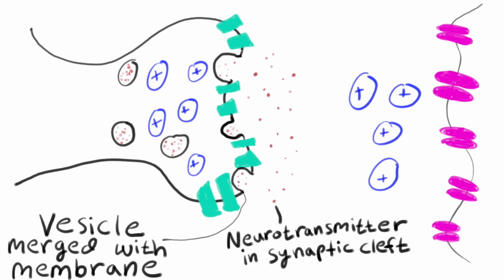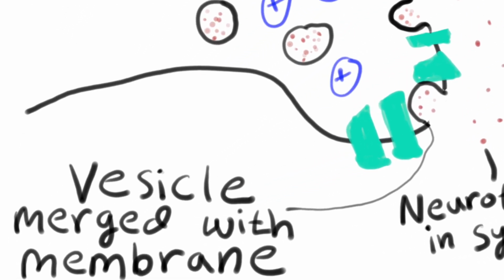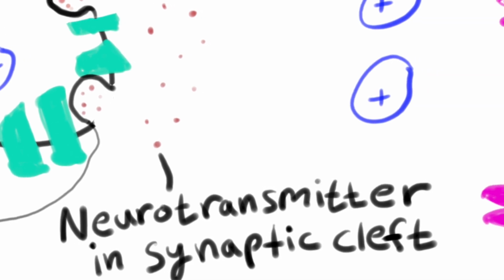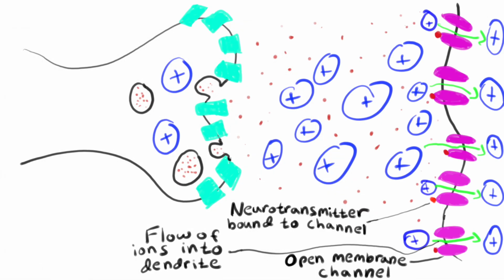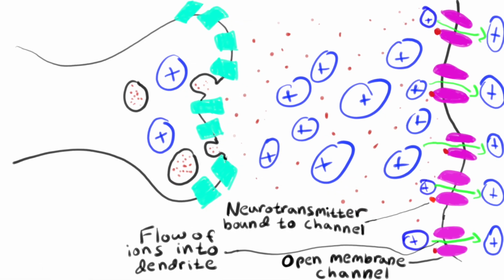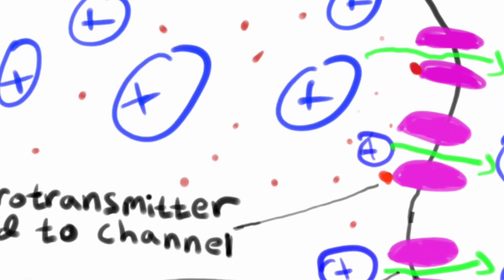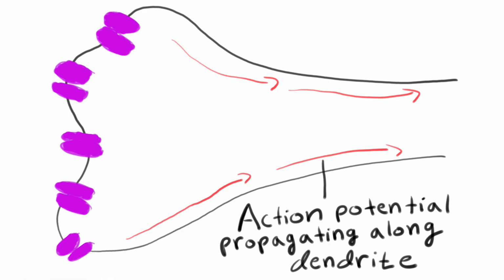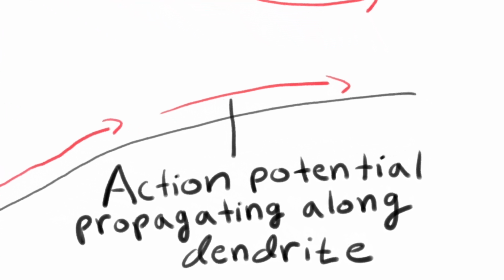These ions prompt the vesicles to bind to the presynaptic membrane and release their precious chemical cargo into the synaptic cleft. The neurotransmitter then flows across the synaptic cleft and binds to the channels in the postsynaptic cell, which act as receptors. It will then either open or close, in this case open, the channels, increasing or decreasing, respectively, the chance that it will further the propagation of the action potential.